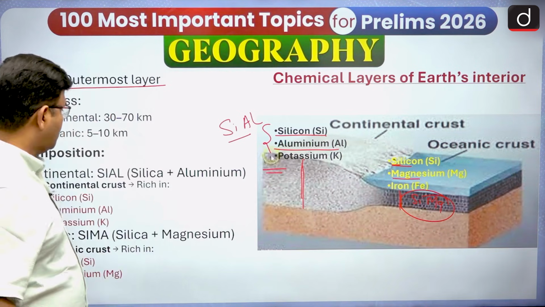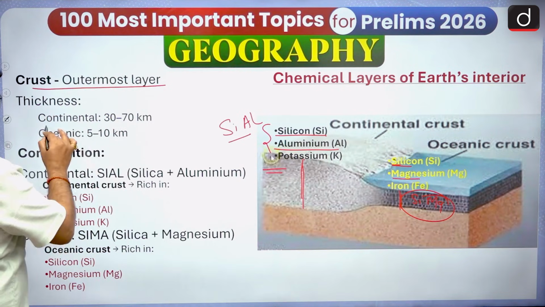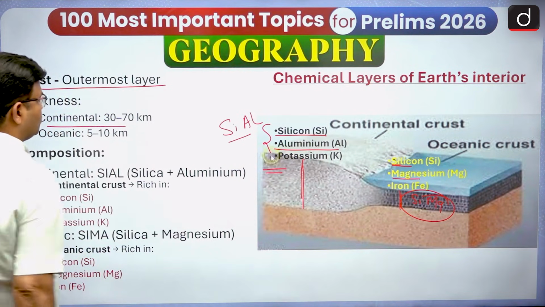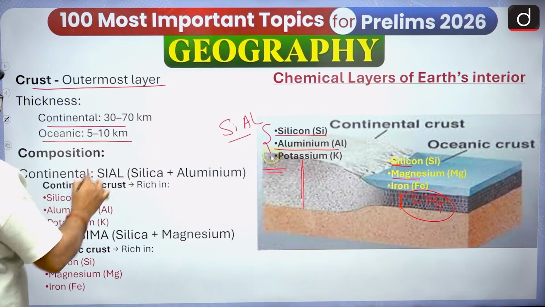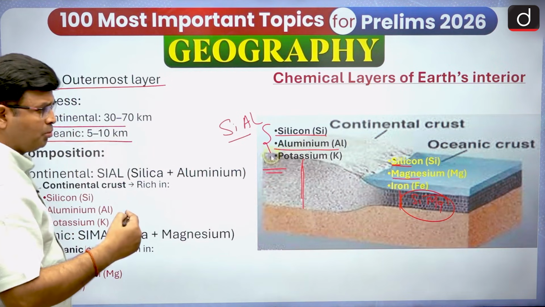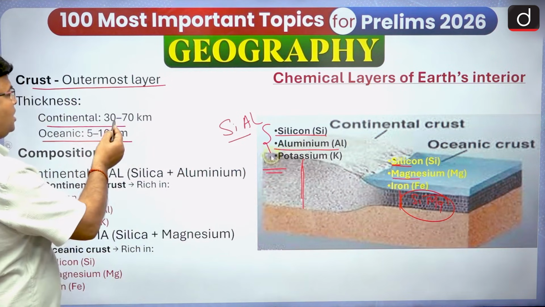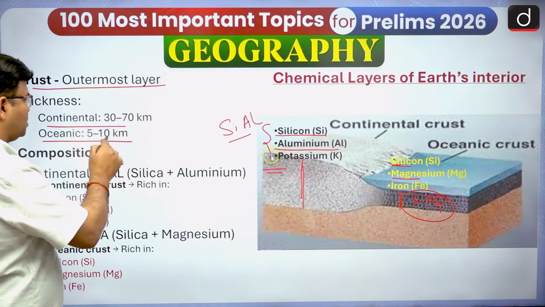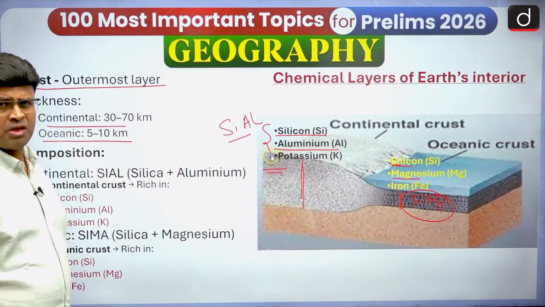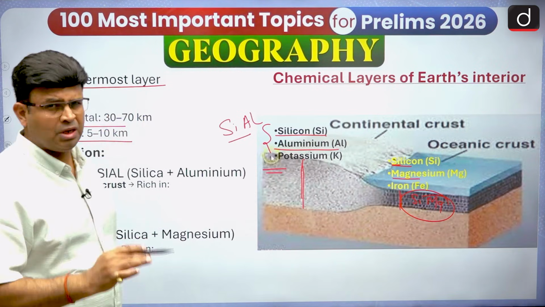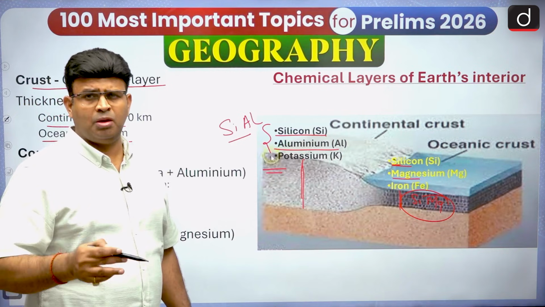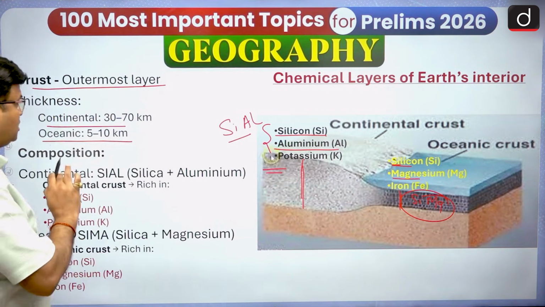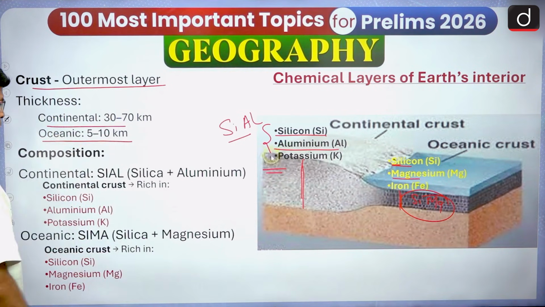Here the continental crust thickness you can say is 30 to 70 kilometers. Oceanic crust you can say is 5 to 10 kilometers. In some books it is written as 25 to 35 or 45 kilometers. Oceanic crust is also written as 5 to 7 kilometers, or somewhere 7 to 10. But try to take this idea, it will be very helpful for you: 30 to 70 for continental, or oceanic 5 to 10.